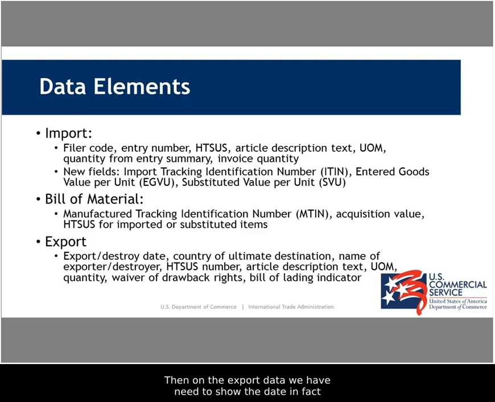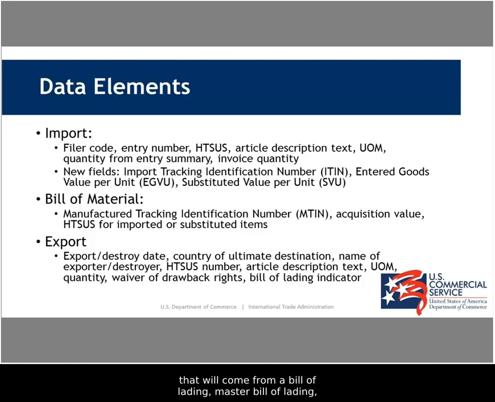Then on the export data, we need to show the date in fact of exportation. That's the main piece in the regulations that we have to adhere to. And so there are certain data fields that will allow for that to be proven out. The export or destroy date. You have your country of destination, the name of the exporter or destroyer, being the claimant, the harmonized number, article description, text, etc. So you have different pieces where that will come from.